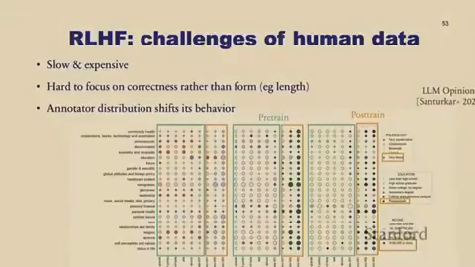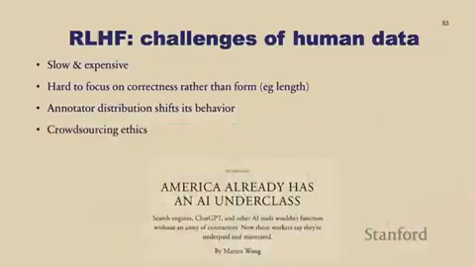Annotator distribution shift. The distribution of annotators that you use matters a lot, and you have to think about what humans we even want to represent in these models. Another question is crowdsourcing ethics. A lot of the labeling that is done, the people who do it are not paid well, and they have to go through a lot of toxic data, because you want the model to avoid saying toxic things. So, crowdsourcing ethics too. So many challenges with human data.